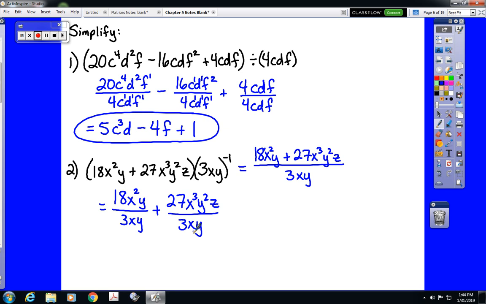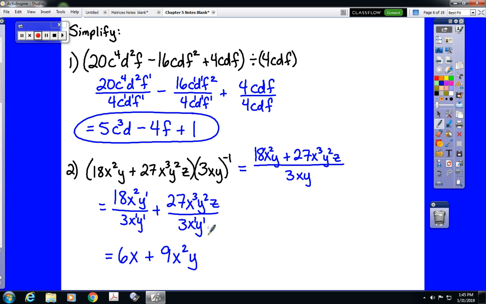And then we're going to divide just like we've been doing. 18 divided by 3 is 6. X squared over x to the first would be x. Y to the first over y to the first, y would cancel. Plus 27 divided by 3 is 9. X to the third over x to the first would be x squared. Y to the second over y to the first would be y.